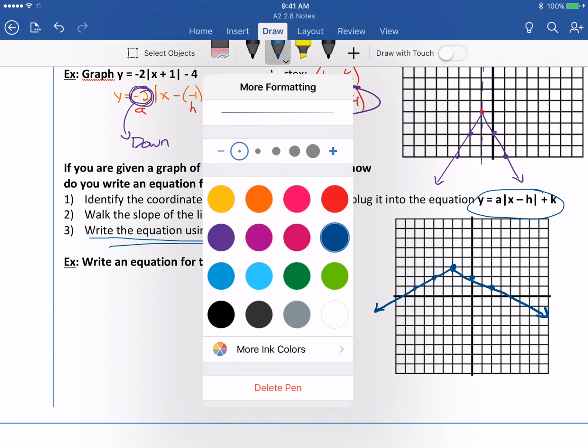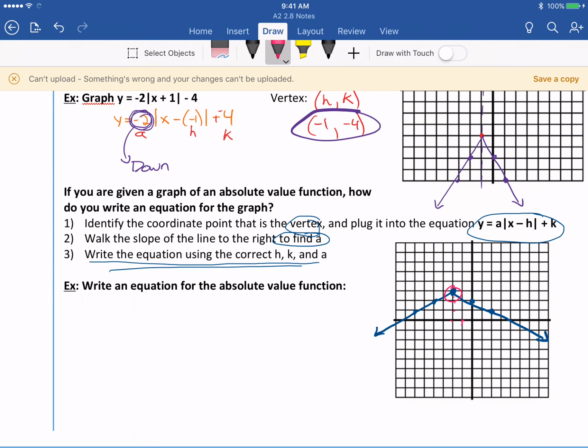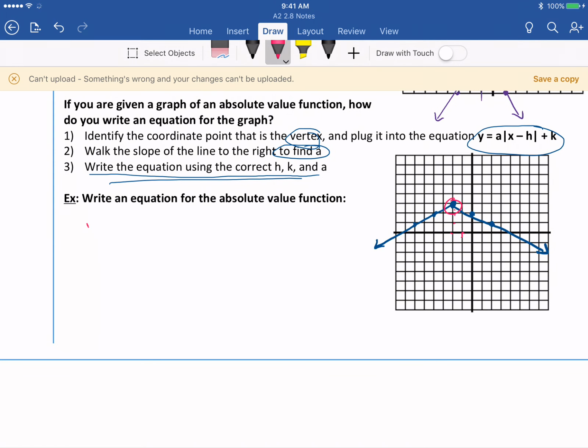All right, so if I look at this guy here, I have a vertex right here, okay? And I can see that that vertex is over 1, 2, and up 1, 2, 3. All right, so now my vertex is at -2, 3. And I know that my -2 goes in for my h, and my 3 goes in for my k. Also, I can find here that my guy to the right, I'm going to go down 1 over 2. Down 1 over 2. So my a here is equal to -1/2.